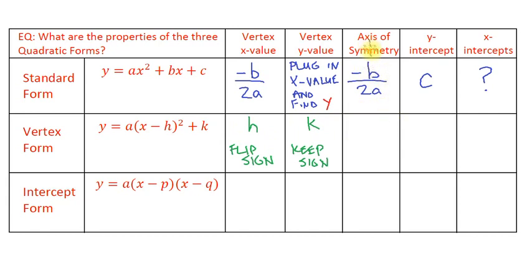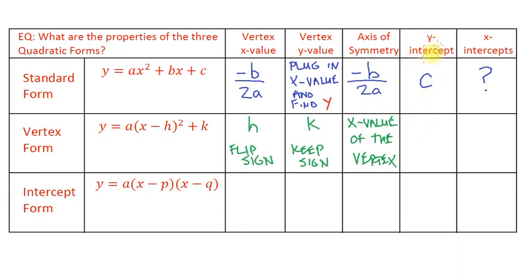Okay, what's the axis of symmetry? The axis of symmetry is actually just the value of h, but we're going to write it as this. It's the x value of the vertex, which happens to be h. I could have just written h there, but I want you to see the axis of symmetry for standard form is the x value of the vertex. The axis of symmetry for the vertex form is the x value of the vertex.